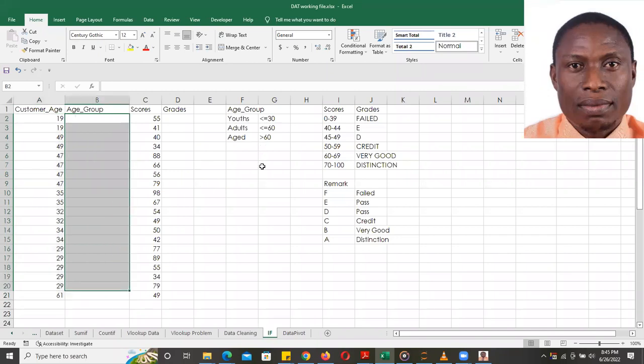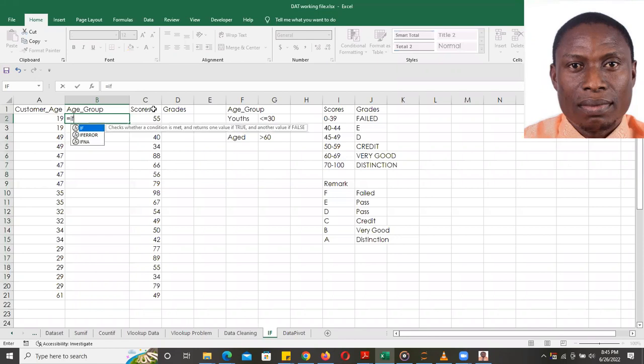If it is less than or equal to 30, it's going to be youth. If it is less than or equal to 60, it's going to be adults. If it is greater than 60, it's going to be aged. That's what we are going to be doing now. Without wasting much of our time, let's just get to work.